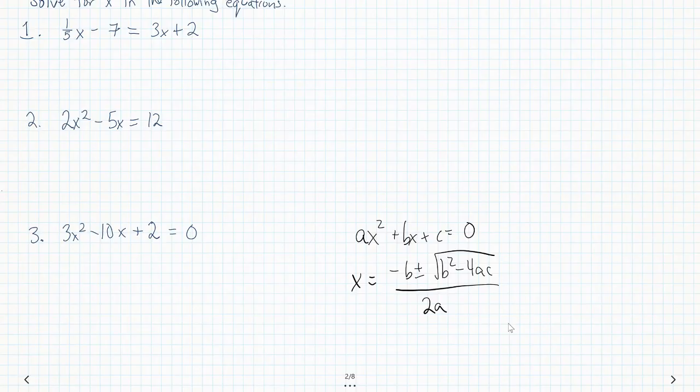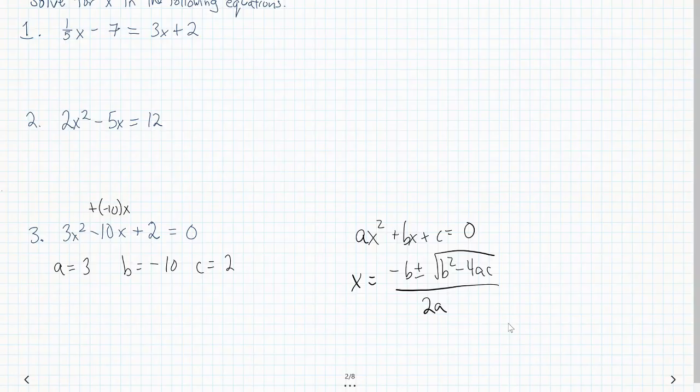From this point forward, we can find A, B, and C and move forward from there. So let's see what happens in this case. Well, we have our A value equals 3. Our B value, which is tricky, notice there's a plus, and we have negative 10, but this can be rewritten as plus negative 10 times x, and so that means b equals negative 10, and our c value is equal to 2 because we have that plus 2 sitting right there.